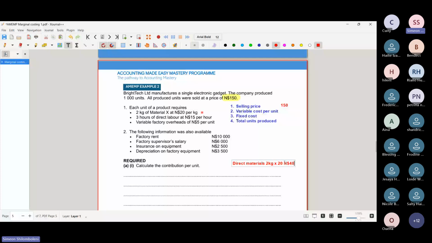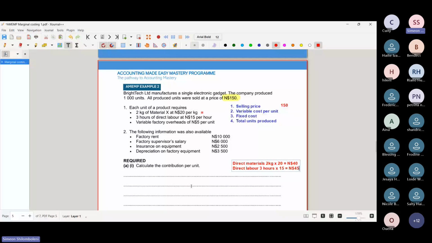You need $40, but that product is not yet done. This product also needs people, direct labor. And these people, how do we pay them? We pay them $15, and they spend 3 hours per product. This is what we call direct labor. We pay them 3 hours multiplied by 15, and this is going to give us 45. You will just multiply.